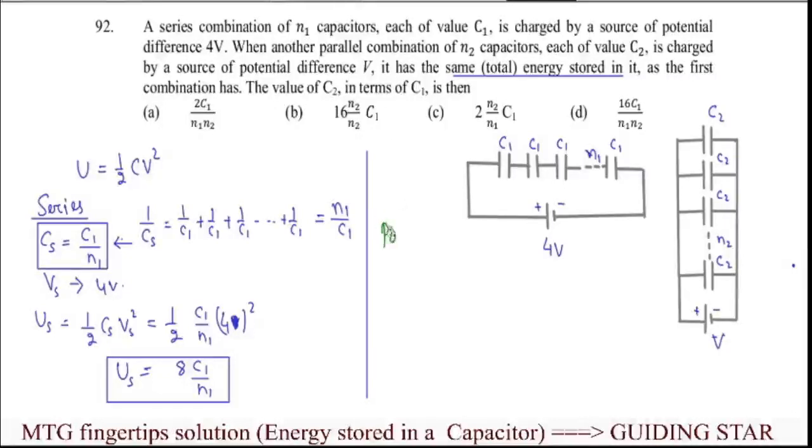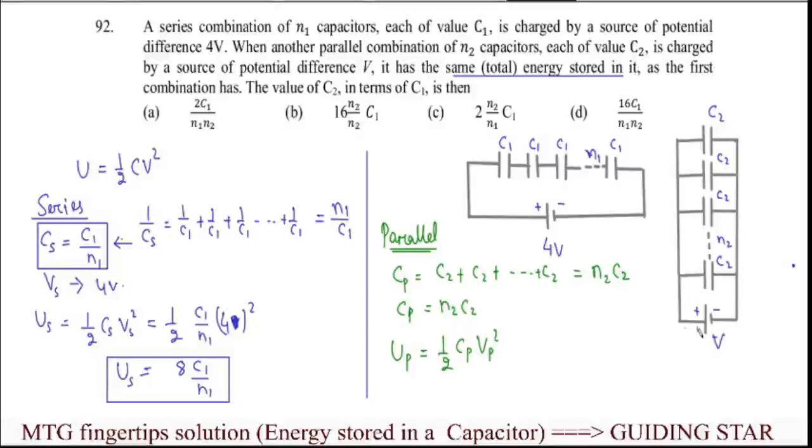Similarly, we'll do it for the parallel combination. Here N2 capacitors are connected in parallel, so the equivalent capacitance is C2 plus C2 and so on up to plus C2, N2 times. If it is 2 it will be 2C2, if 3 it will be 3C2, so for N2 it will be N2C2. That means Cp is N2C2. That means the energy across the parallel combination will be how much?